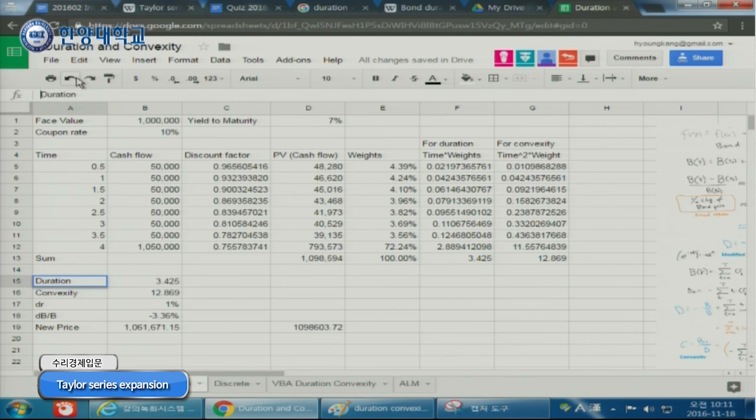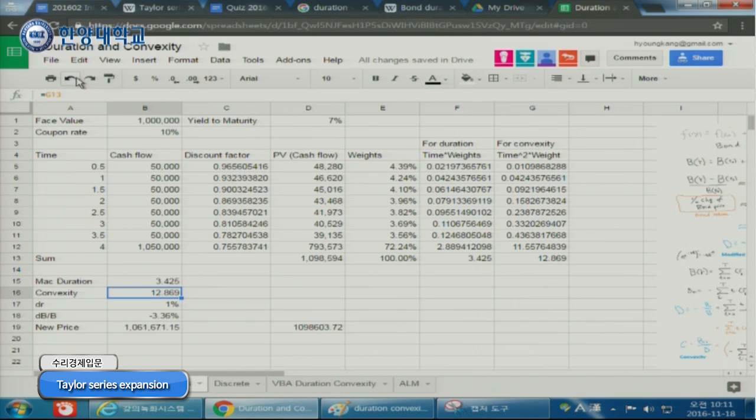So Macaulay duration is the same as this one. So Macaulay duration is 3.4 years. The unit of time is years. So 3.425 is the weighted average of time, so 3.4 years. Weighted time. So now let's calculate convexity.